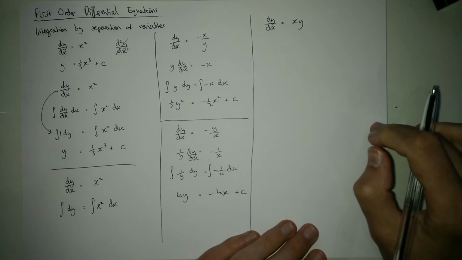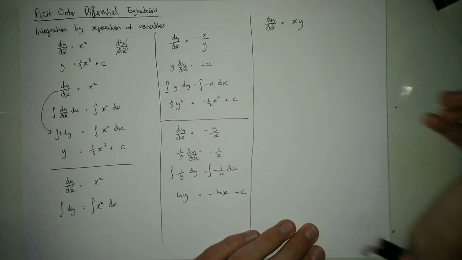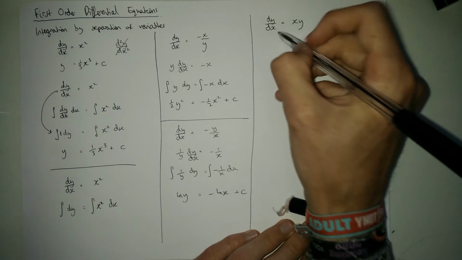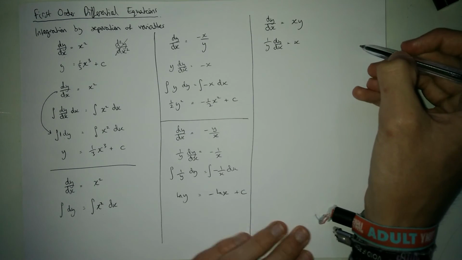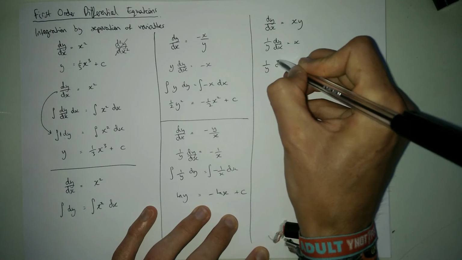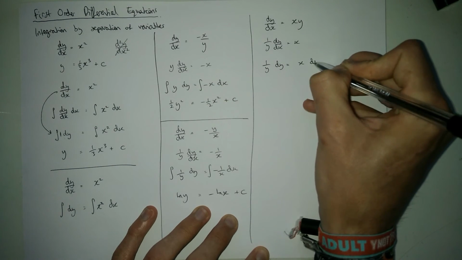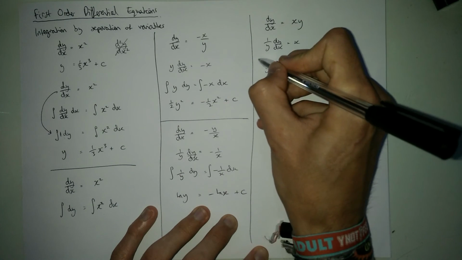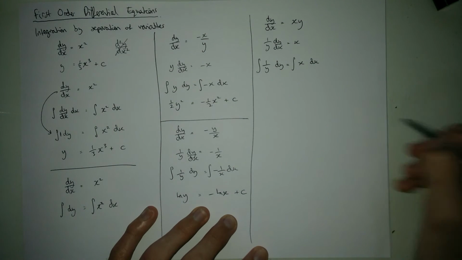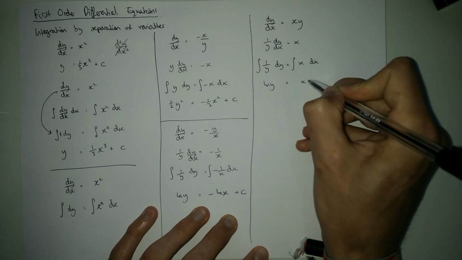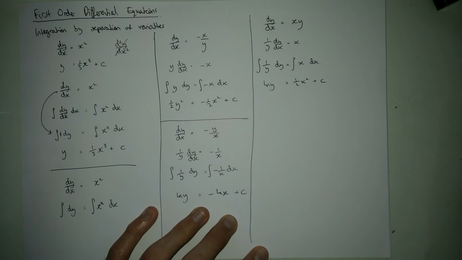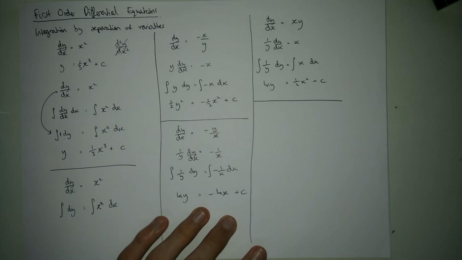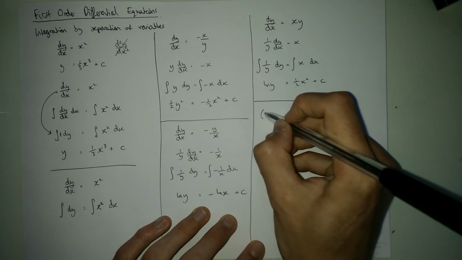Here's another one. Okay, so we're going to get the y's to this side and the x's to the right hand side. So we start by dividing by the y to get it on the left. Then we can times by the dx to get that on this right hand side. Then we can integrate both sides. Integral of 1 over y, well it was ln y last time, so it's ln y this time. And the integral of x, well we increase the power by 1, divide by the new power. It's all very straightforward.